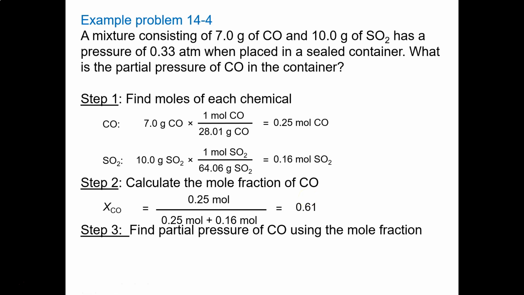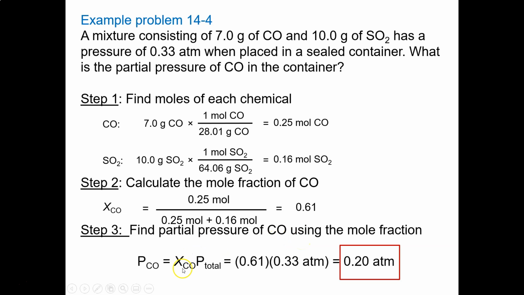Then step number 3 is for you to apply the equation that was boxed in the last slide to find the partial pressure of carbon monoxide. And all you're going to do is plug it in. So the partial pressure of carbon monoxide is equal to the mole fraction of carbon monoxide multiplied by the total pressure. These two numbers you already know. This one you found from here. After you do that calculation, you will get this number for your partial pressure of carbon monoxide.